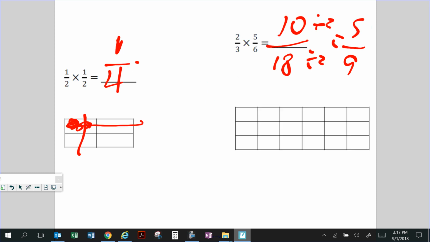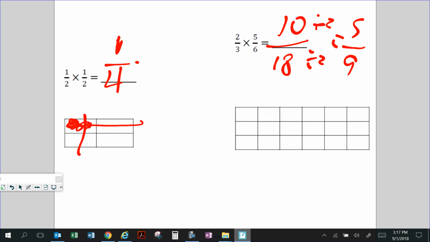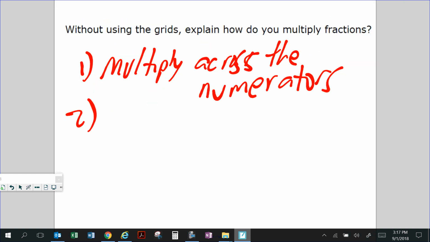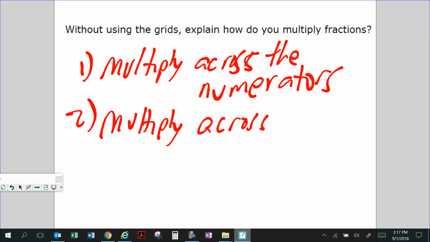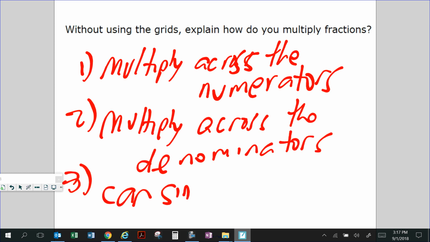2 times 2 is 4. 3 times 6 is 18. 3 times 4 is 12. Yep. Then you multiply across the denominators. And sometimes you can simplify. Not all the time, but sometimes you can simplify.